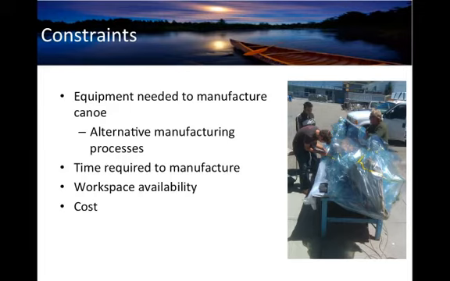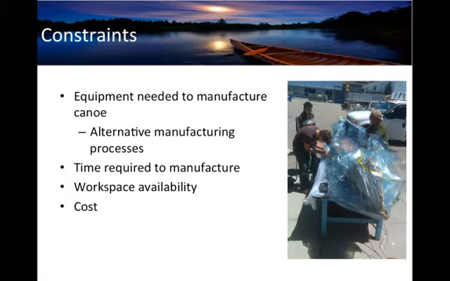Some of the constraints I faced were the equipment and materials needed to manufacture my canoes. Some of these materials and equipment were very expensive and weren't readily available, so I had to find alternative methods of manufacturing these canoes. A second constraint would be the time required to manufacture. The specific resin I used had a pot time of 60 minutes and a cure time of 6 hours, so I had to find time throughout the day where I could do this without being interrupted.